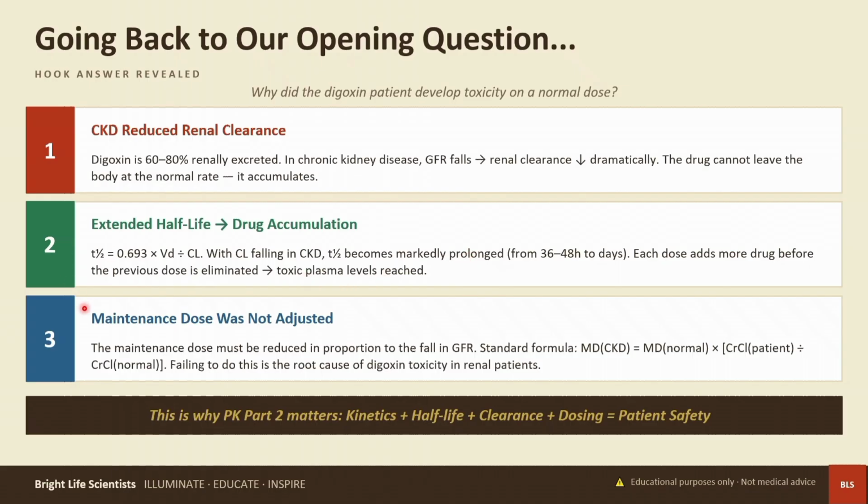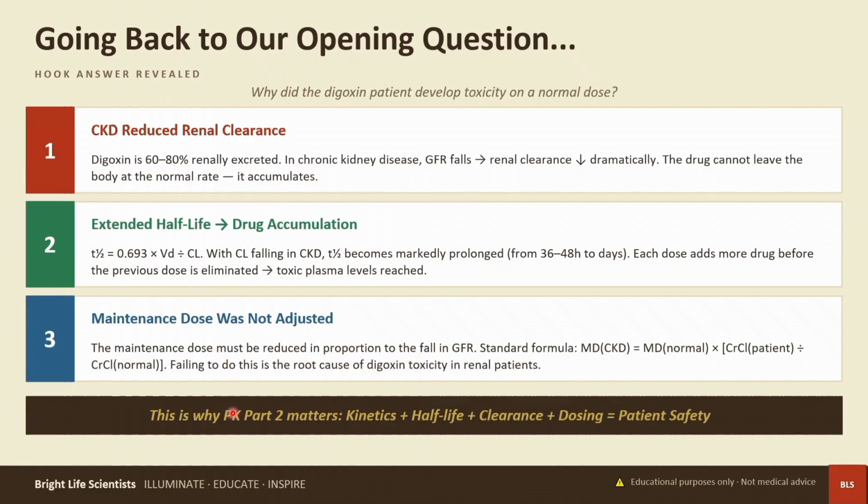Third, the maintenance dose was never adjusted. The correct approach is to use the Cockcroft-Gault equation to estimate GFR, and then reduce the maintenance dose in proportion. The formula is: maintenance dose in chronic kidney disease equals maintenance dose normal times the patient's creatinine clearance divided by normal creatinine clearance. Failing to make this calculation is the root cause of digoxin toxicity in renal patients.